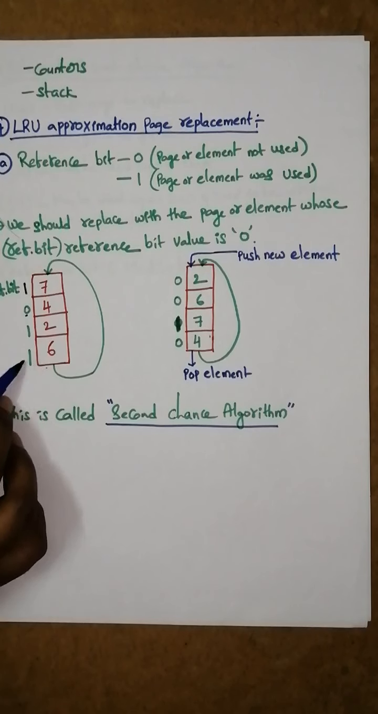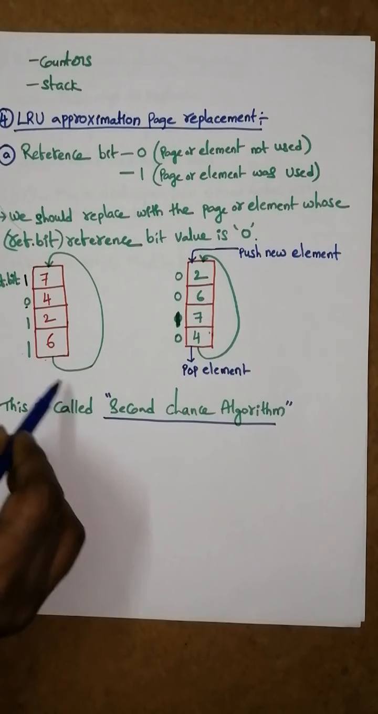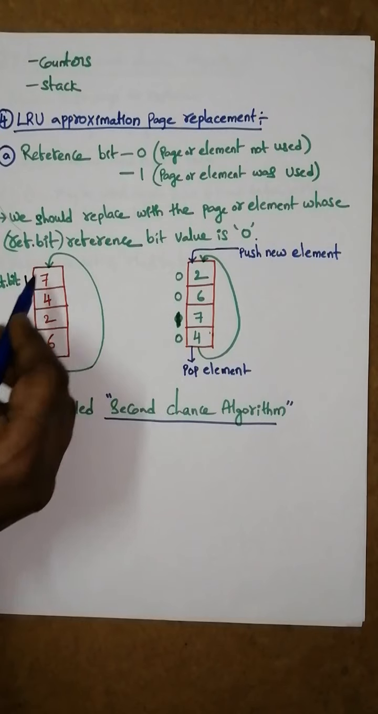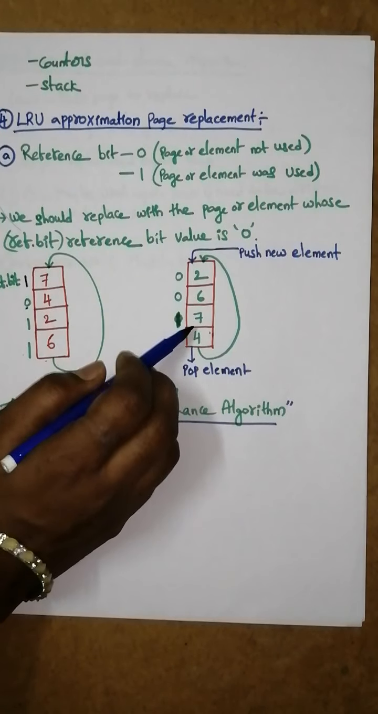So I am giving it a second chance. I am not immediately removing that. It means that I will remove this 6 and I will place it above 7. So it will go to the head of the 7, and I will make this value 1 as 0 now, which means second chance. So 6 will come on above 7.